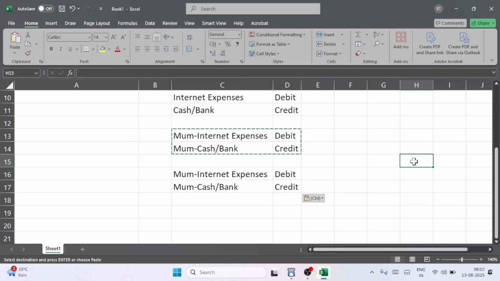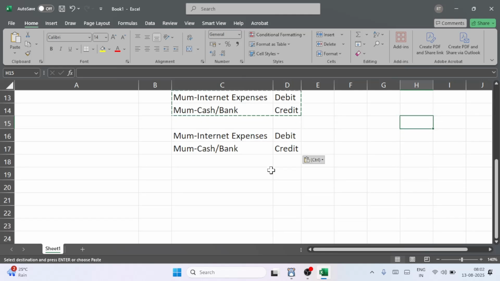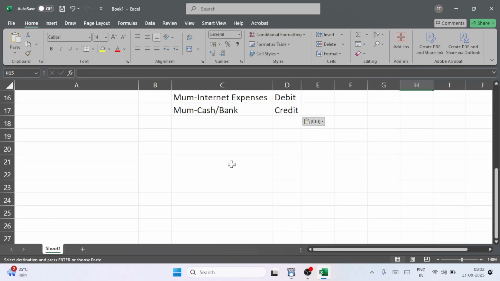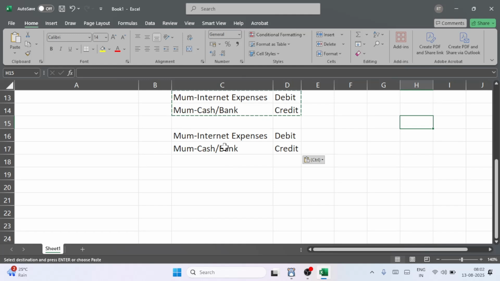Now, I want to enter the same telephone expense and at the same time, I want to tag the cost center department. In this case, how do I present this accounting entry? If it is simple bookkeeping, this is how I capture the journal entry.